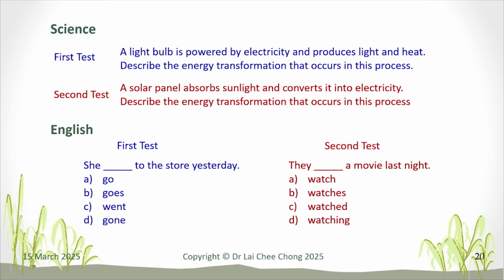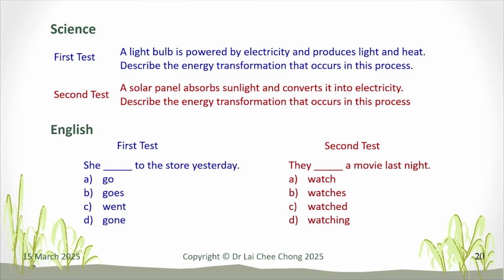Now, let's look at the science. Let's say I have a question. In the first test, I have this question here: a light bulb is powered by electricity and produces light and heat. Describe the energy transformation that occurs in this process. So the first test has this question.